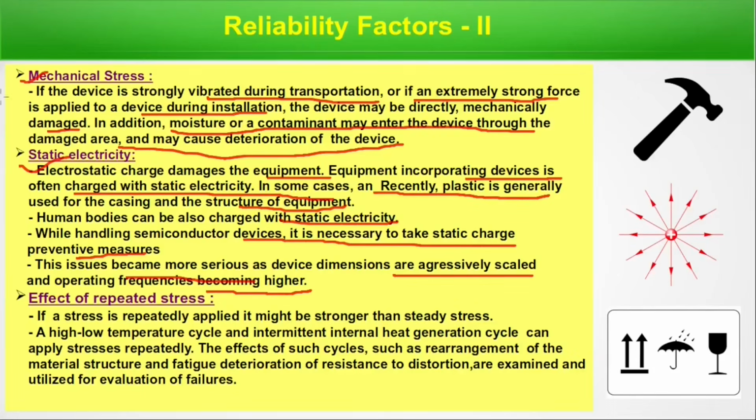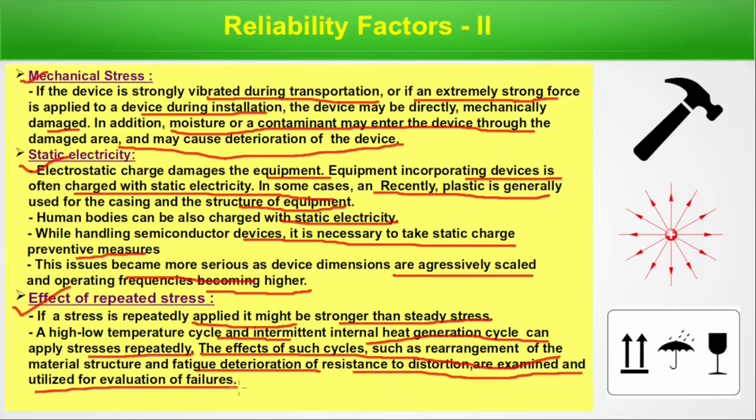And finally, the effect of repeated stress. If a stress is repeatedly applied, it might be stronger than steady stress. A high-low temperature cycle and intermittent internal heat generation cycle can apply stresses repeatedly. The effects of such cycles, such as rearrangement of material structure and fatigue, deterioration of resistance to distortion, are examined and utilized for evaluation of failure.